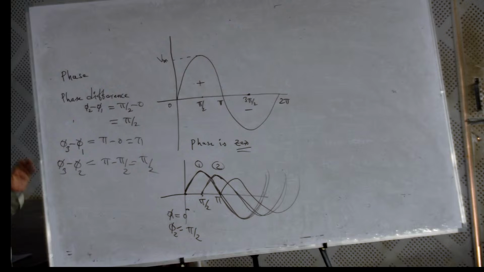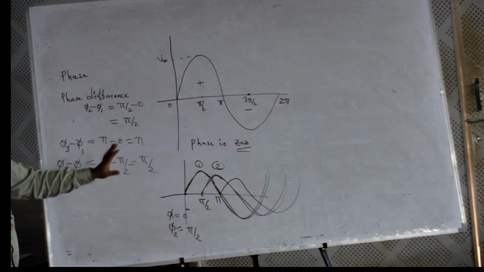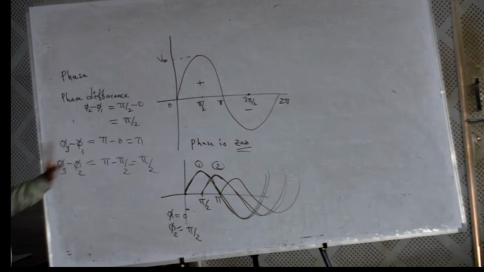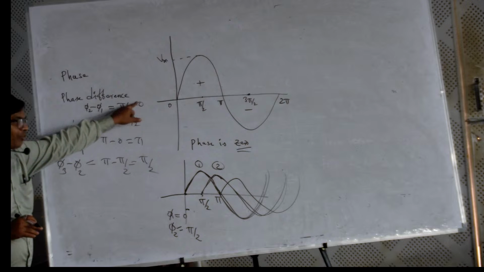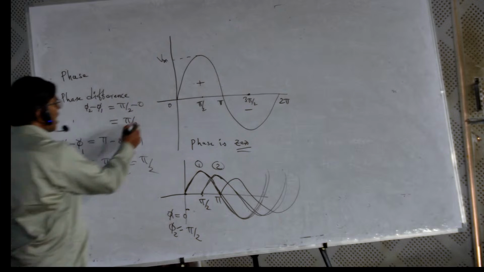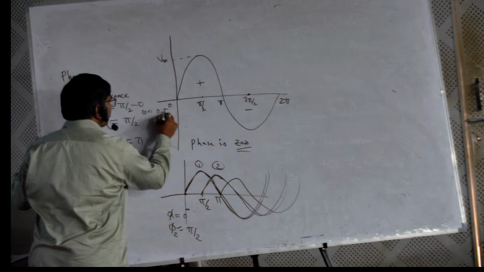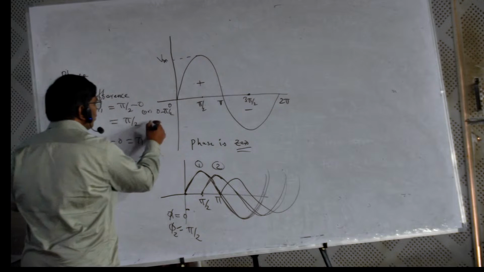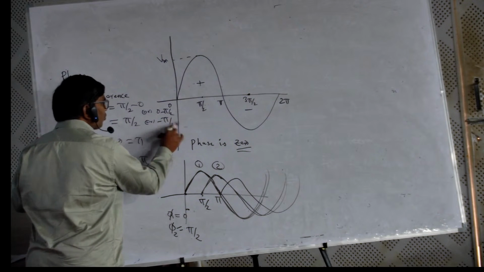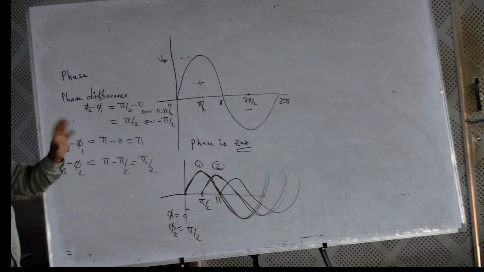So phase difference means we always measure it with respect to two waveforms. What is the phase of the first waveform? What is the phase of the other waveform? You can take 1 minus 2 or 2 minus 1. Nothing will happen. You can write minus here also, no need to worry. Minus pi by 2 plus pi by 2. You can write 0 minus pi by 2 also. No need to get confused.